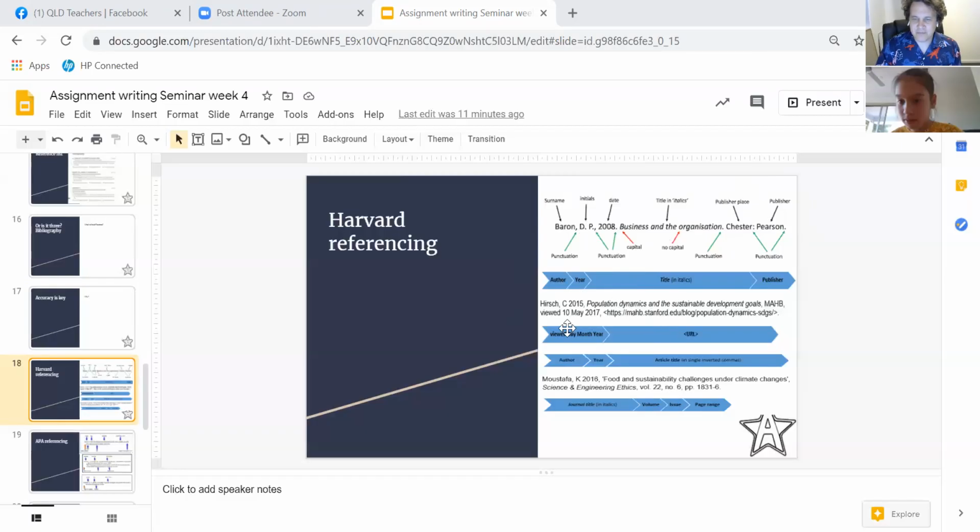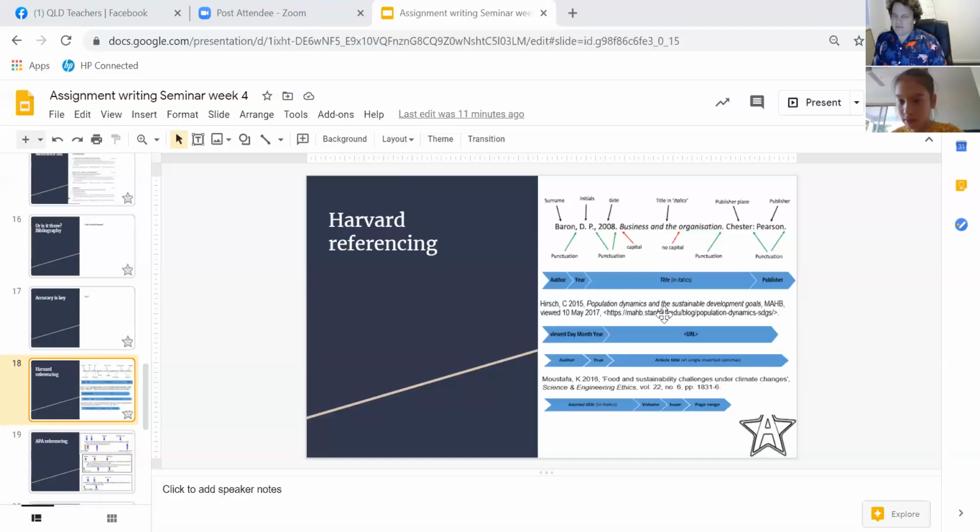For a website, we have the last name, initial, the year, and then we have the title of the website in italics. We then have the organization name, the date viewed, and then we have the link to it.